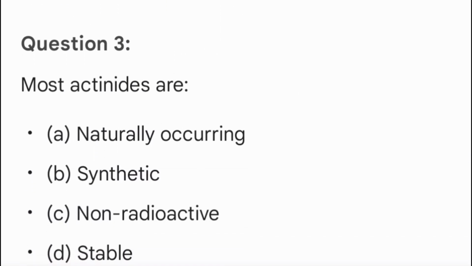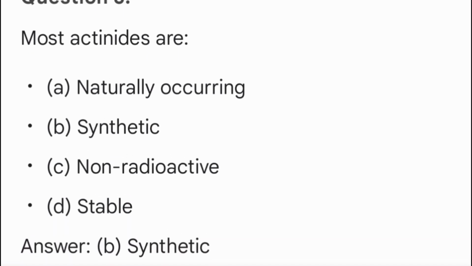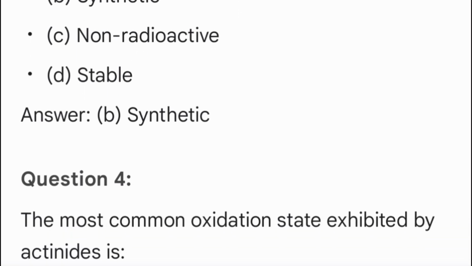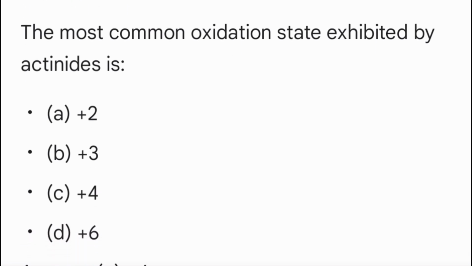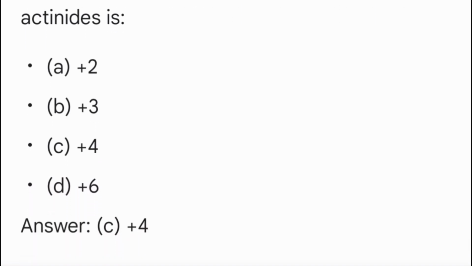Question 3. Most actinides are A. Naturally occurring, B. Synthetic, C. Non-radioactive, D. Stable. Answer B. Synthetic. Question 4. The most common oxidation state exhibited by actinides is A. +2, B. +3, C. +4, D. +6. Answer C. +4.